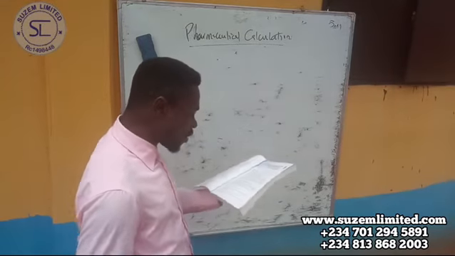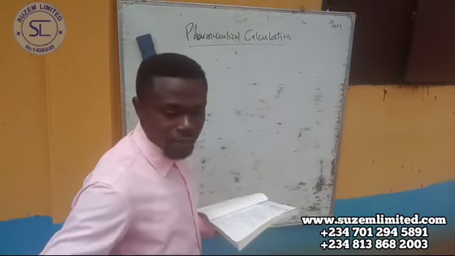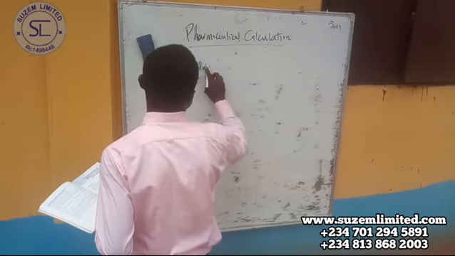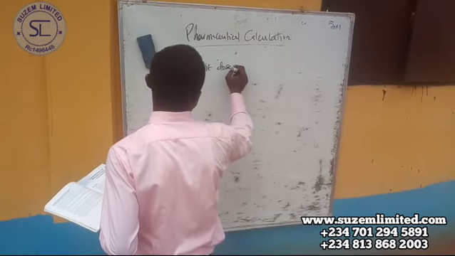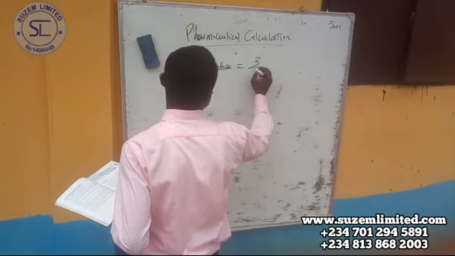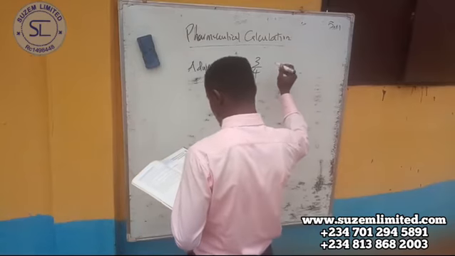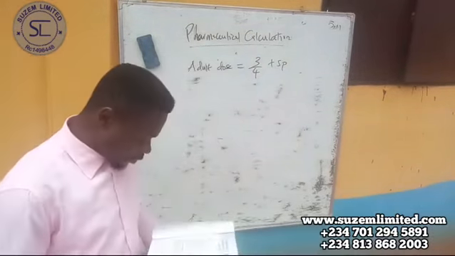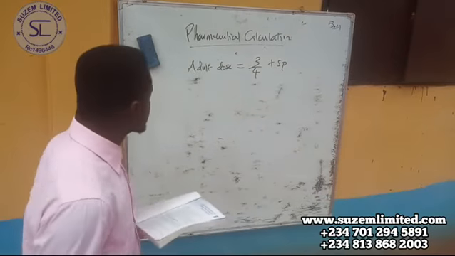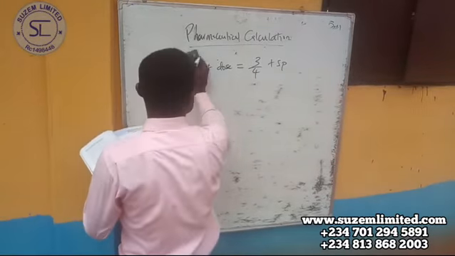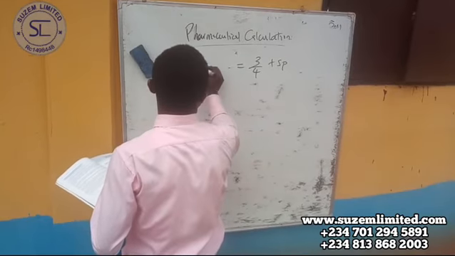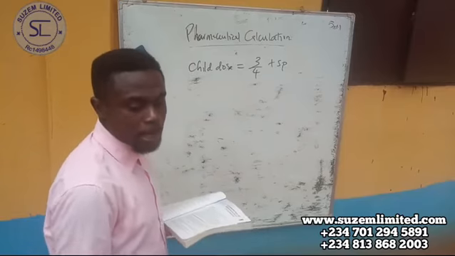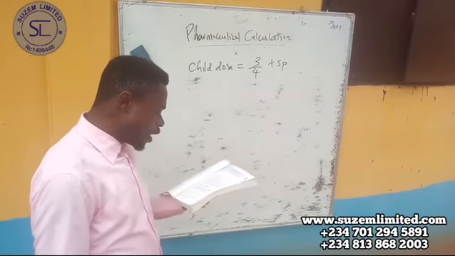The child dose of the cough syrup is 3/4 teaspoons. That means the child dose is 3/4 of what? Teaspoons, right? Okay, sorry, child dose, not adult dose. Child dose is 3/4 what? Teaspoonful.